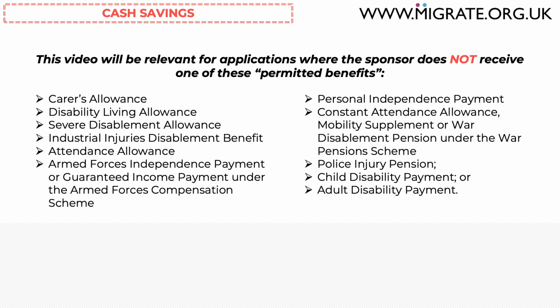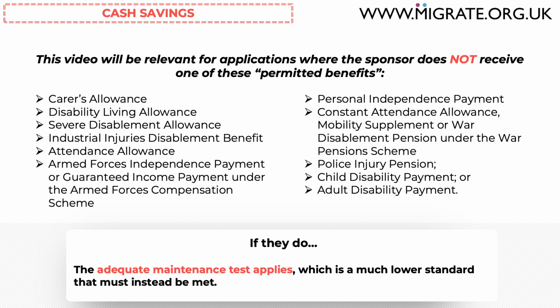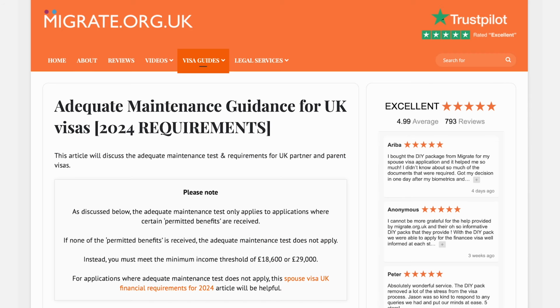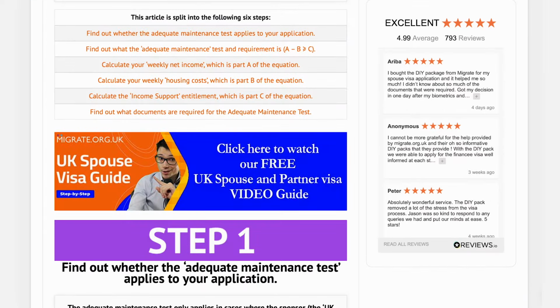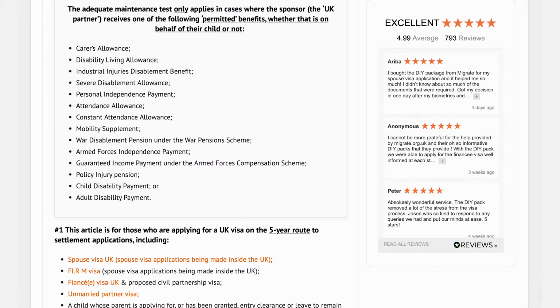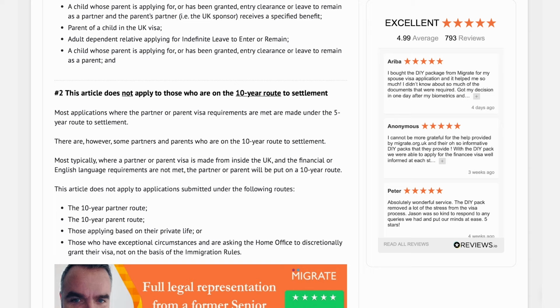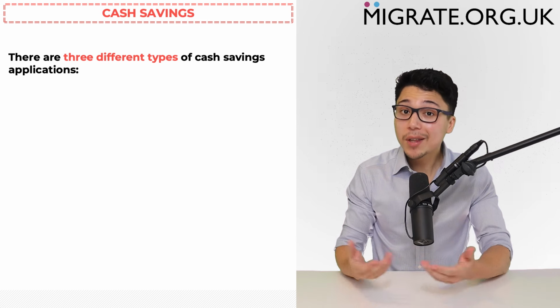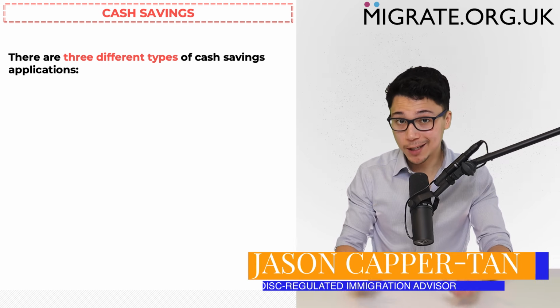This video will be relevant for applications where the sponsor does not receive one of these permitted benefits. As we discuss in our detailed UK spouse visa requirements video, if the sponsor does receive one of these benefits, the adequate maintenance test applies, which is a much lower standard that must instead be met. If the sponsor does receive one of these, we have a detailed step-by-step guide for the adequate maintenance tests on our website, www.migrate.org.uk.